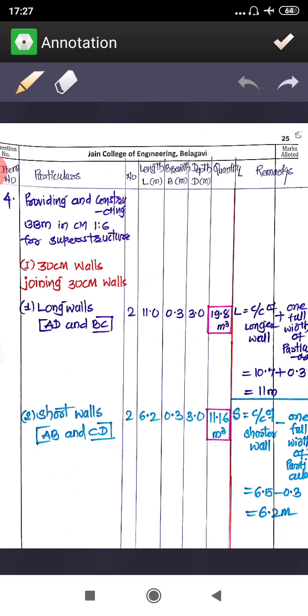Similarly for the shorter wall, you have to take the center to center distance and do the deduction of one full width. So center to center of the shorter wall is 5.6 and one full width, 0.3 meter, I am going to deduct here, so it is 6.2 meter. So two numbers into 6.2 into 0.3 into 3 numbers, so it is 11.16 meter cube.